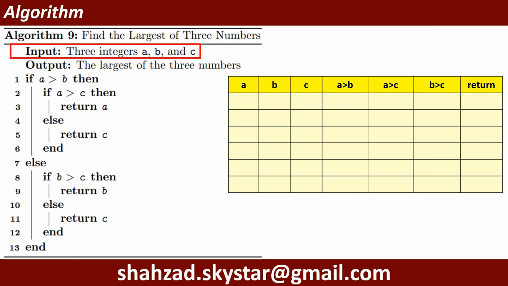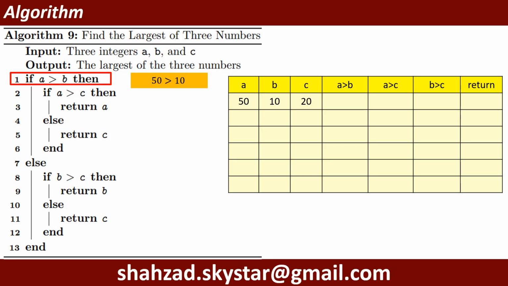We are moving to the algorithmic part. Here I have written the algorithm. First of all, I will take three inputs, and these inputs will be stored into variables a, b, and c. Suppose value of a equal to 50, value of b equal to 10, and value of c is 20. The first line will be executed, that is, here is the condition.